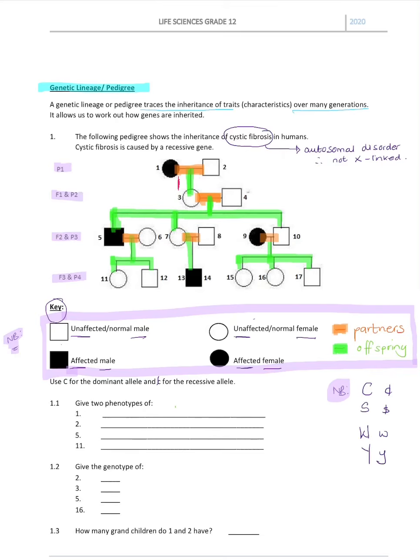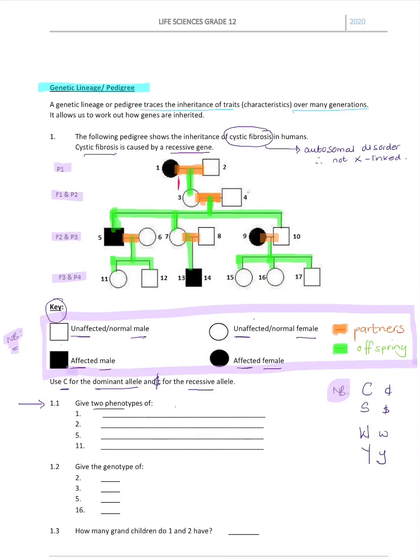Right, let's have a look at the question. The question says that cystic fibrosis is caused by a recessive allele, and that we need to use capital C for the dominant allele and small c for the recessive allele.